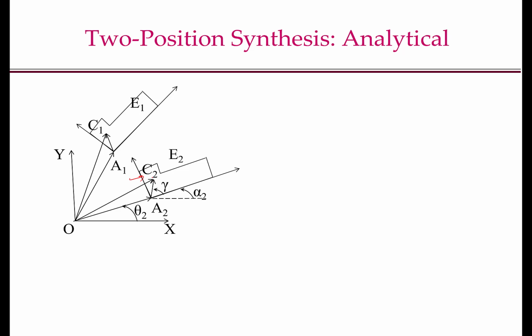And again, OA2 is R2, this angle is theta 2, and this angle here is alpha 2. Now note that A2C2 is given by P and gamma. The length of A2C2 is equal to P, and the angle that A2C2 makes with the x-axis here is gamma. This doesn't change because, as I said, the description of the point C with respect to the LRCS never changes.